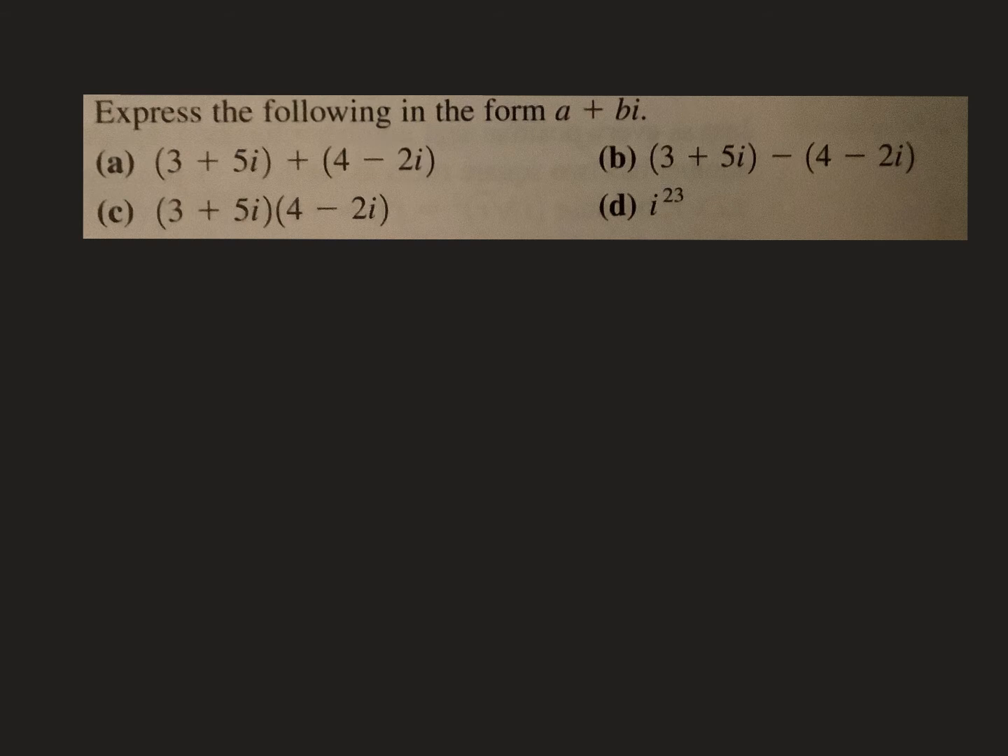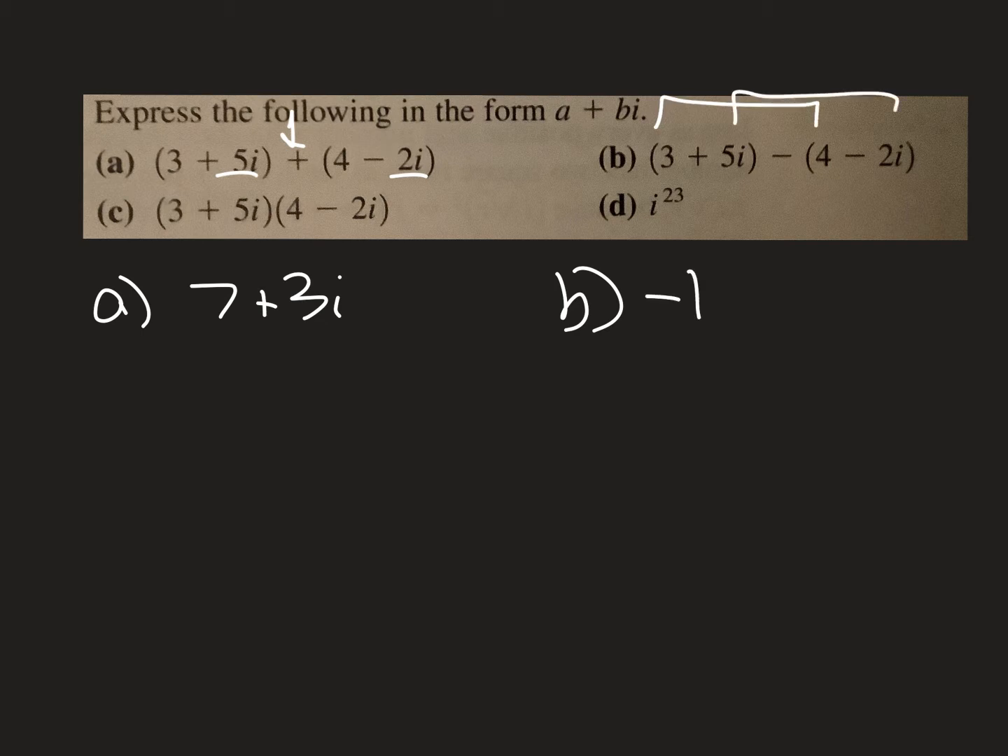All right, just some operations here. The first one, addition. When you add, you just add the real parts. So I do 3 plus 4 is 7. And you add the imaginary parts, which will give me positive 3i. That's all you do. Do not add the real with the imaginary part. Subtraction works the same way. Subtract the real parts, 3 minus 4. Subtract the imaginary parts, 5 minus -2i is really 7i.